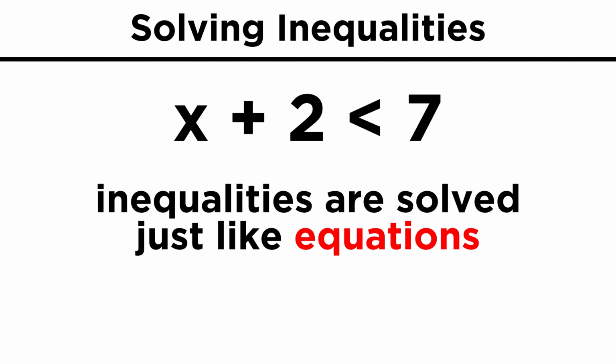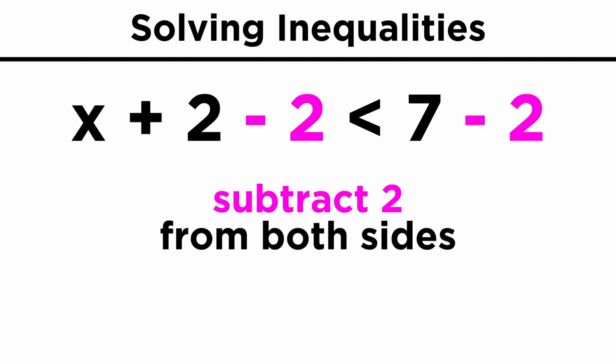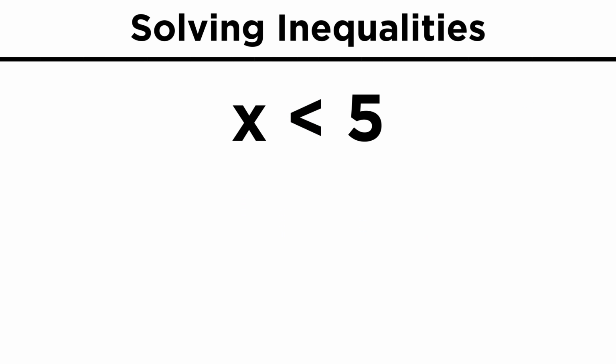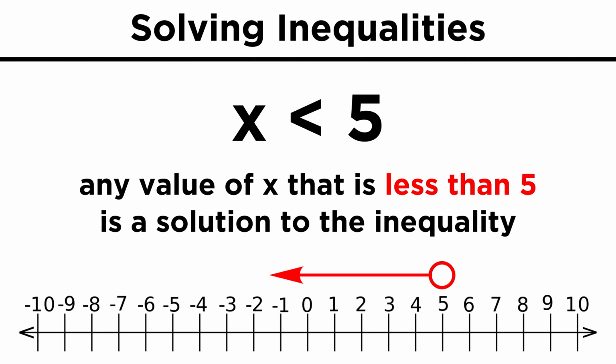We will see inequalities set up like some of the equations we've seen as well. How about x plus 2 is less than 7? As you might expect, all we do is subtract 2 from both sides, which gives us x is less than 5. So any value less than 5 is a solution, while 5 or above is not.